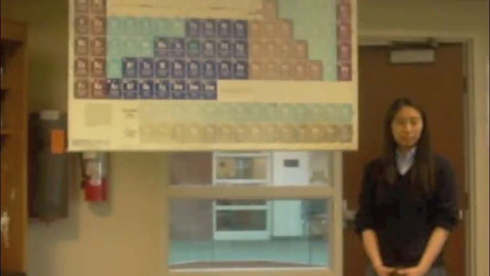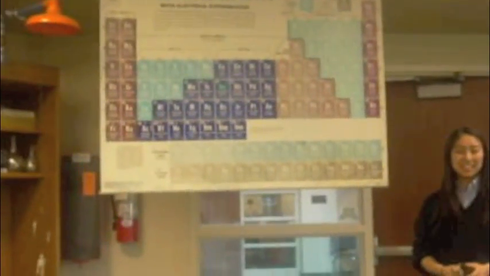The fourth trend in the periodic table of elements is electronegativity. Electronegativity is how strongly the nucleus of an atom attracts the electrons of other atoms in a bond. Electronegativities of elements are based on ionization energies and electron affinities. Electronegativity increases from left to right across a period and decreases going down a group. Fluorine is the most electronegative element on the periodic table.